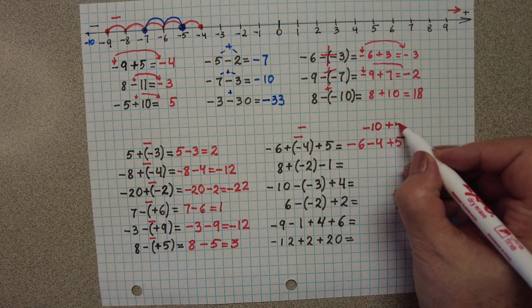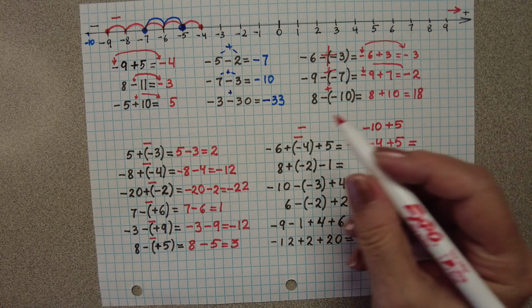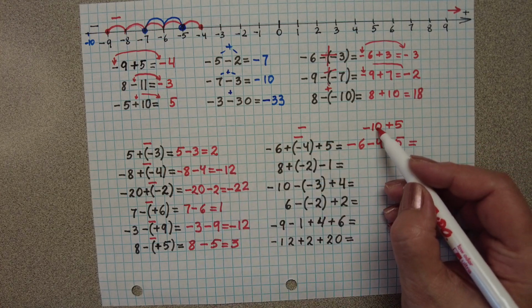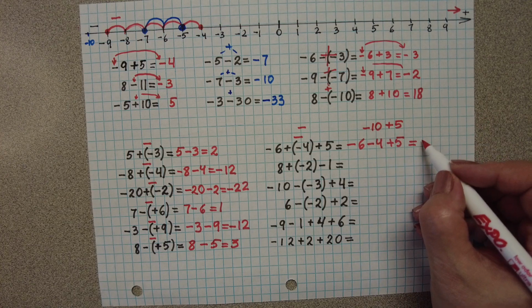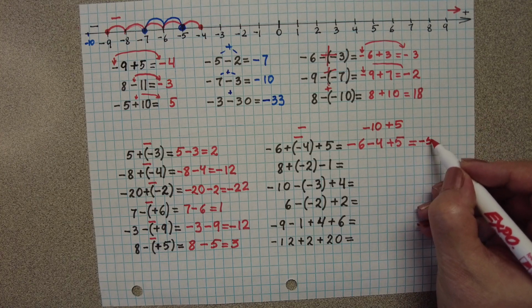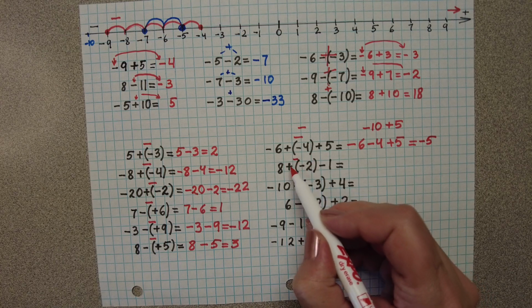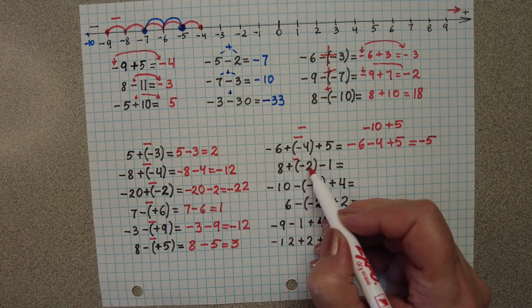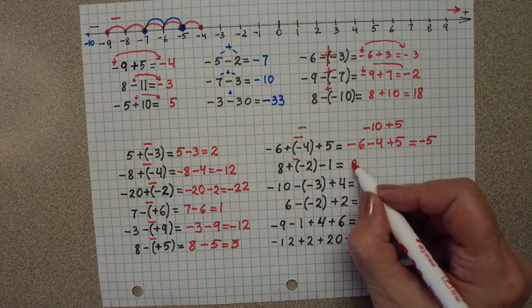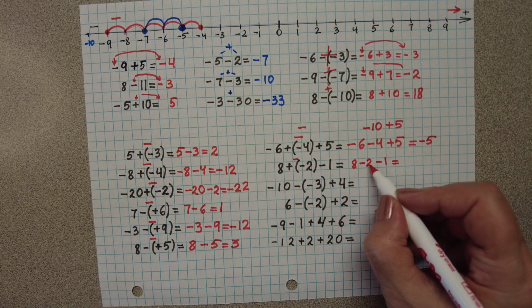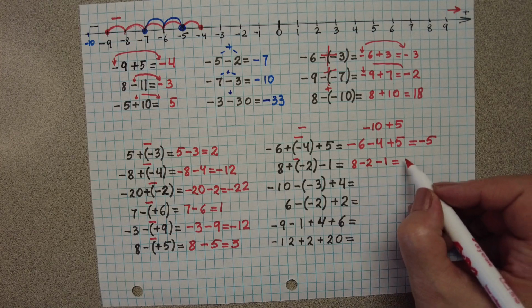Then plus 5, we use this method. Take the smaller one out of the bigger and carry the bigger sign, which will be minus 5. This case, this will be minus, plus, minus. So 8 minus 2 minus 1. Easy. 8 minus 2 is 6, minus 1 is 5.